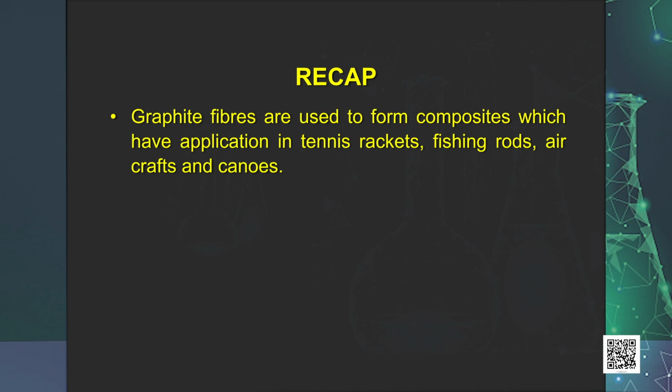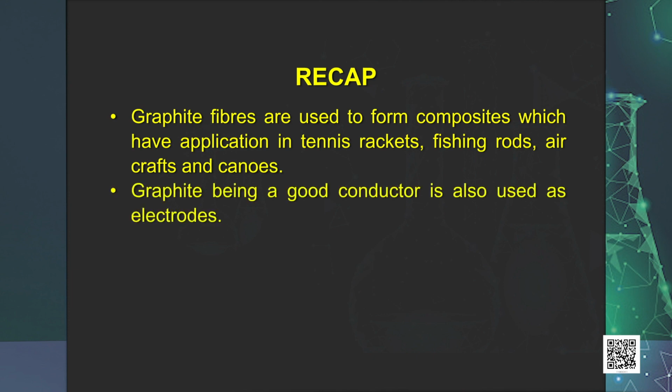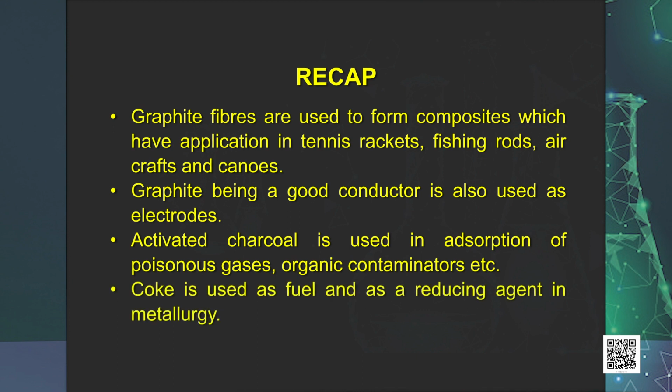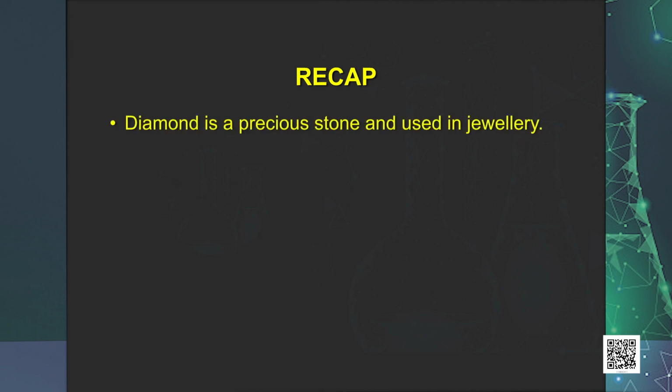Now, let's conclude our session by recalling the discussed concepts and facts. Graphite fibers are used to form composites which have application in tennis rackets, fishing rods, aircrafts and canoes. Graphite, being a good conductor, is also used as electrodes. Activated charcoal is used in adsorption of poisonous gases, organic contaminants, etc. Coke is used as a fuel and as a reducing agent in metallurgy. Diamond is a precious stone and used in jewelry.